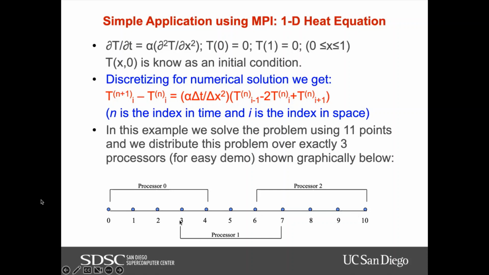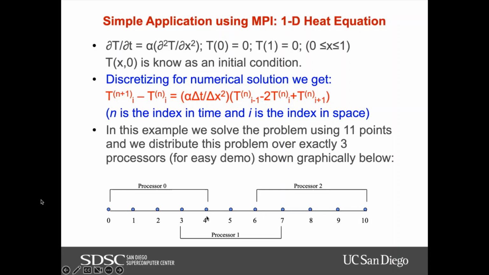And you might be wondering, okay, why are there these overlap points? Well, if you look at this discretization, on the time side, it's not a problem because the value at I depends on the previous value at I. But on the spatial side, you see that I minus 1 and I plus 1, right? So if you are on task 4 and you try to solve this equation, you won't be able to because you're on processor 0, which doesn't know anything about the rest of the data.